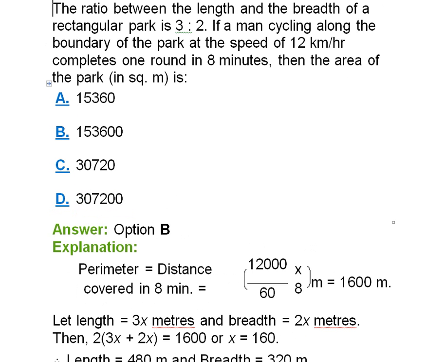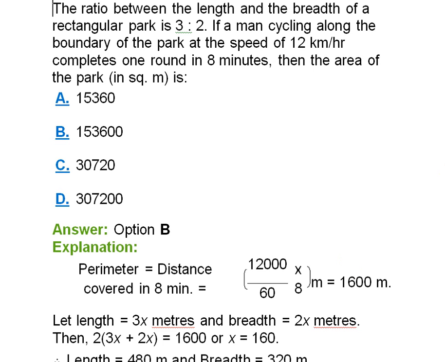What you will do first is, it is 12 km per hour, so you will convert it to meters per second, so you will multiply by 1000. It will be 12,000 divided by 60 into 8 because there are a total of 8 minutes, and for seconds, because it is an hour, so to convert it into meters per second, I have already told you that you have to multiply by 18 by 5, right? So it will be equal to 1600 meters.